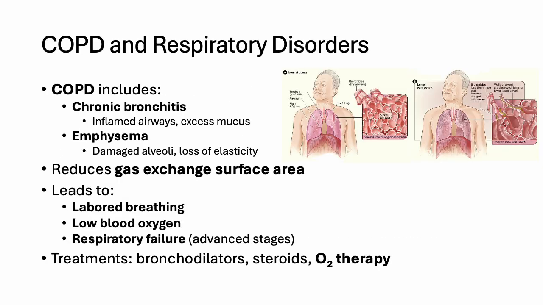COPD, or chronic obstructive pulmonary disease, is a group of progressive diseases that severely affect ventilation and gas exchange. COPD primarily has two conditions: chronic bronchitis and emphysema. Chronic bronchitis is characterized by long-term inflammation of the bronchioles, narrowing the airway lumen. This condition is often accompanied by overproduction of mucus, which further blocks airflow. Patients typically have a chronic cough and difficulty clearing mucus from the lungs.